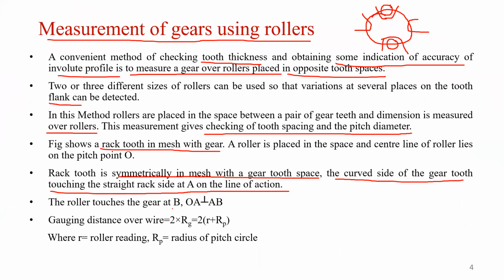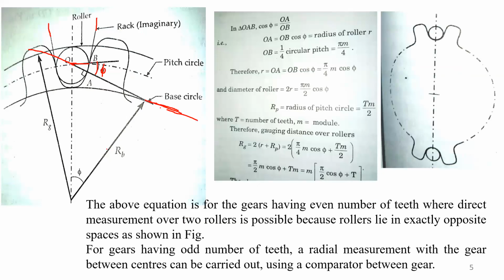So the roller touches the gear at B, such that OA is perpendicular to the AB line. The AB line is the line of the part of the plank of the rack. And here we need to measure the gauging distance over the rollers, that is RG. This distance we need to measure. So this distance is RG, the gauging distance.